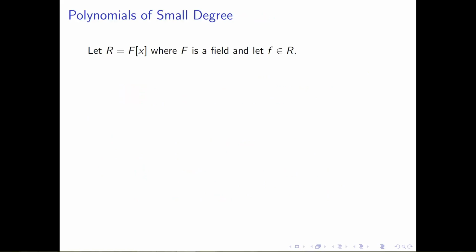All right, let's continue by working in the ring R, which is F adjoined x. We want F to be a field. That's what we'll be focusing on these days. And let's start by examining a polynomial, little f, inside of the ring R.